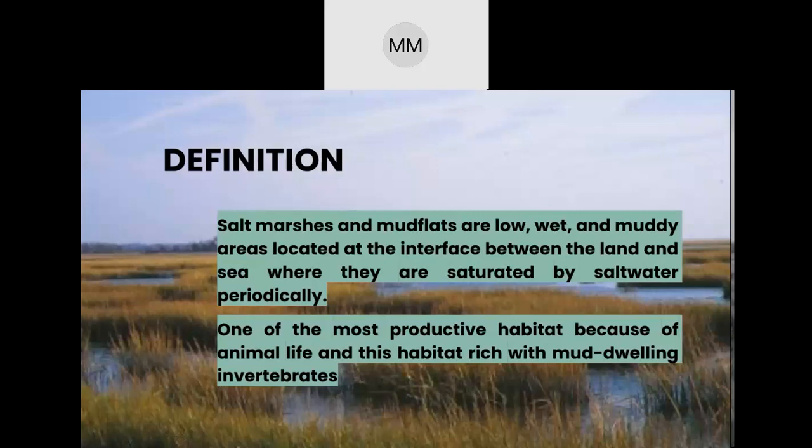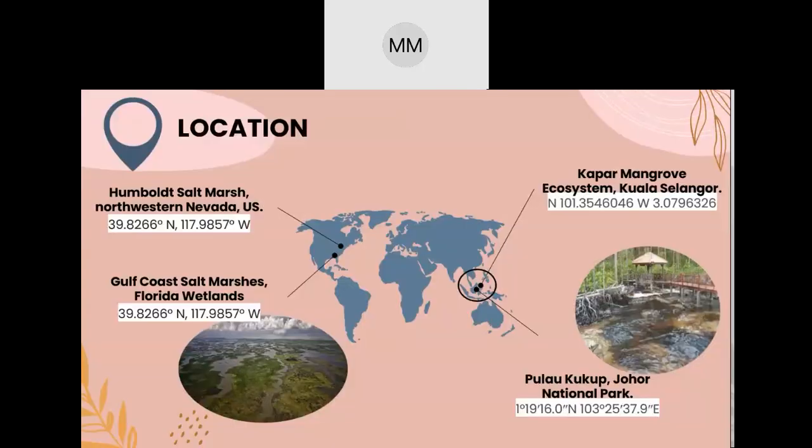Salt marshes are characterized by seagrasses and other low-lying plants. However, this area does not have trees. Mudflats are formed when tides or rivers deposit layers of mud and also nutrients and detritus. Mudflats are also associated with intertidal zones like bays, estuaries, and lagoons.